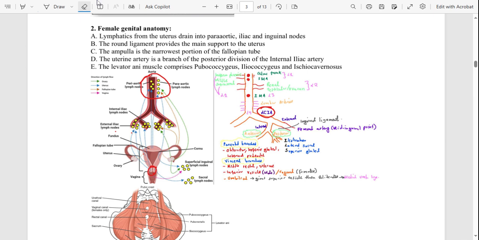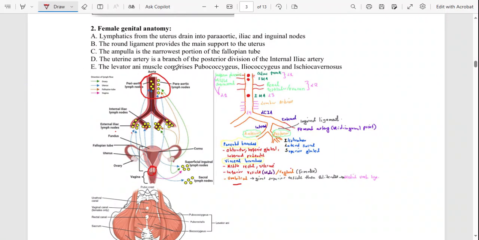So we need to know these 11 branches of the internal iliac. The first three are coming from the posterior division, and then from the anterior division we have obturator 4, inferior gluteal 5, internal pudendal 6, and then middle rectal 7, uterine 8, inferior vesical 9, and then vaginal 10, the umbilical 11. Okay, so we can see that the uterine artery doesn't come from the posterior division but from the anterior division.